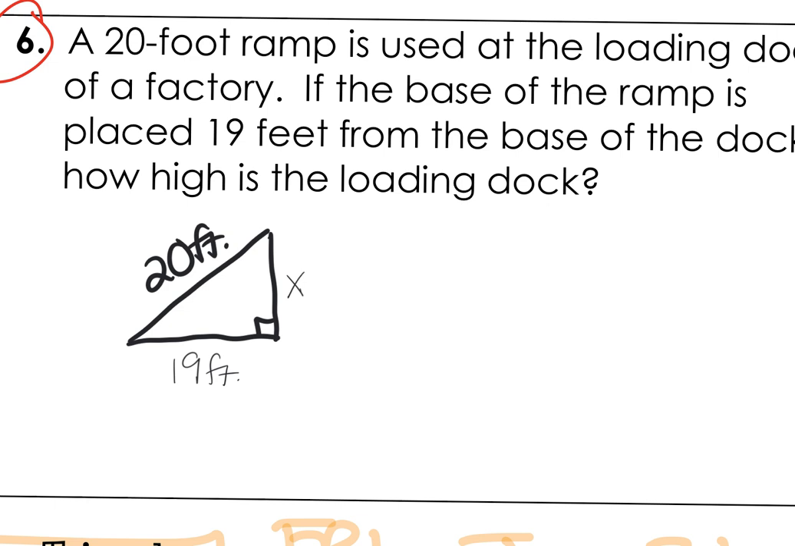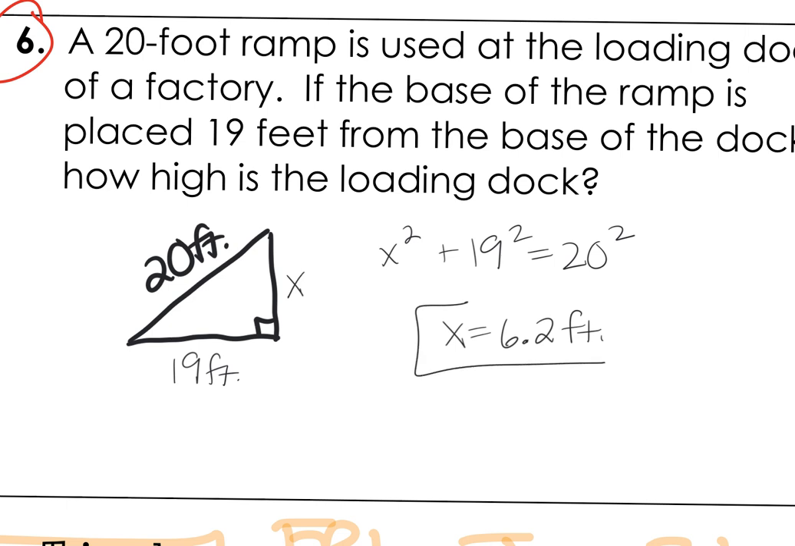We go Pythagorean theorem, legs squared plus other legs squared equals hypotenuse squared. Connor, what'd you get for this guy? Yeah, very good. You should get x equals 6.2, and let's say feet, okay?